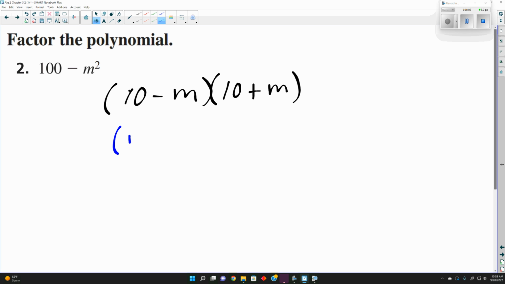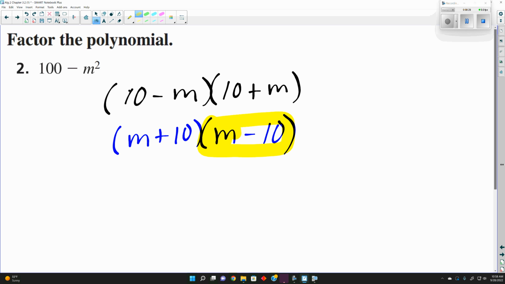Because if you said m plus 10 times m minus 10, this is technically half right. Because m plus 10 and 10 plus m are the same thing, because we can add any two things in any order. But are these two here the same? No, because 10 minus m and m minus 10 can give us two different numbers.